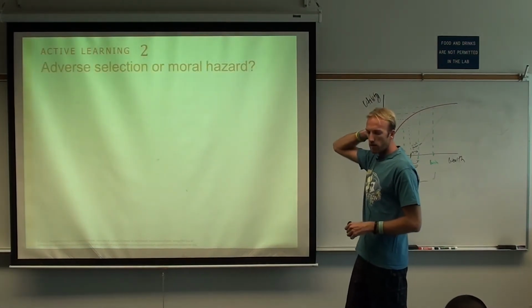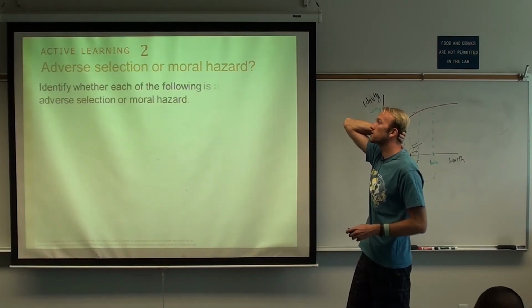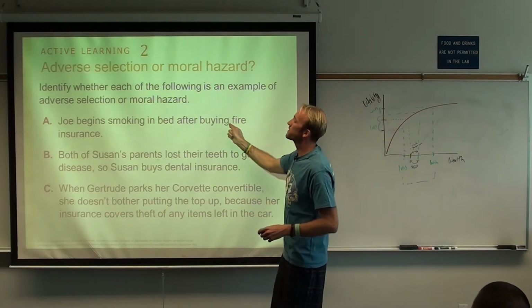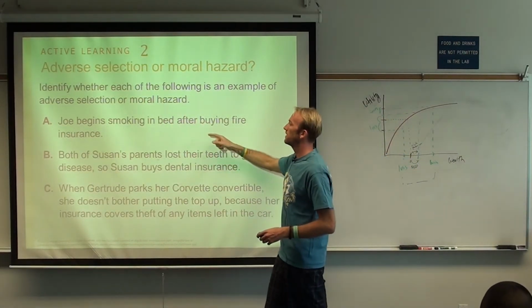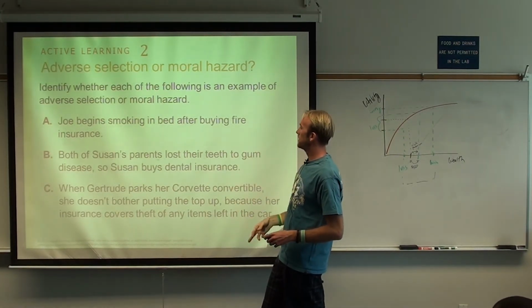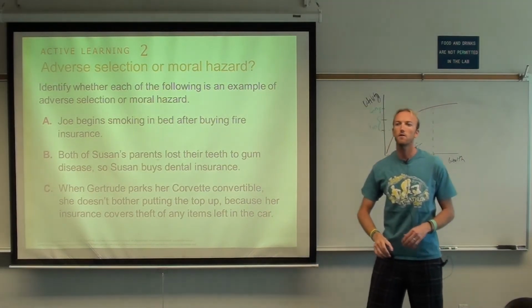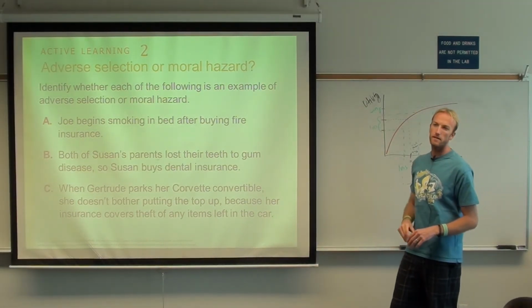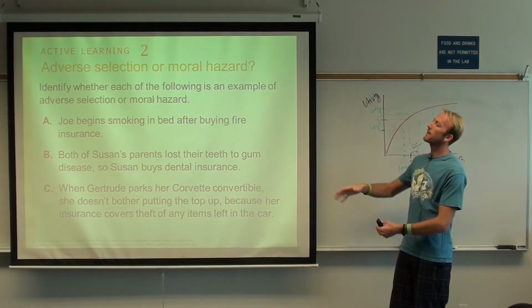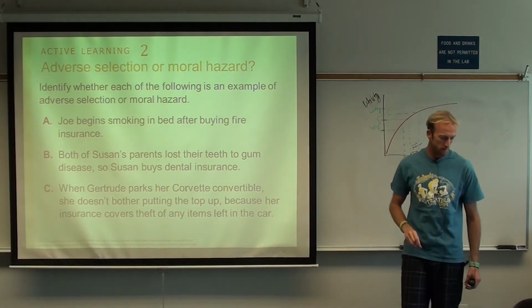All right. So here are three scenarios. You tell me whether it's adverse selection or moral hazard. Okay, after buying fire insurance, this guy starts smoking in his bed. This girl has a genetic tooth defect, and this girl is careless with her convertible Corvette. Okay, you figure out if those are adverse selection or moral hazard. These are kind of silly examples, but they show you the sort of problems that insurance has.